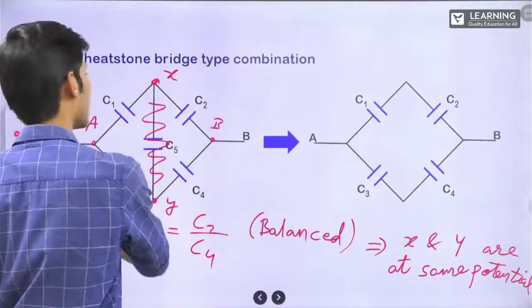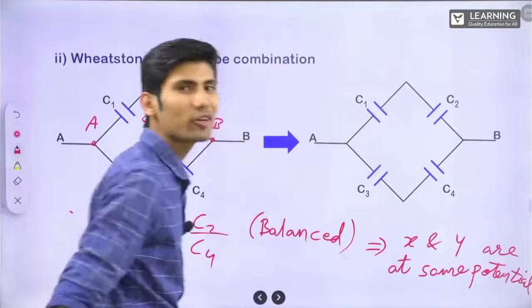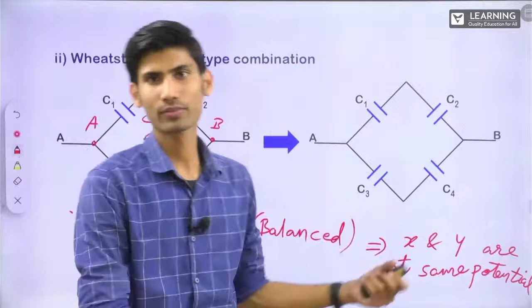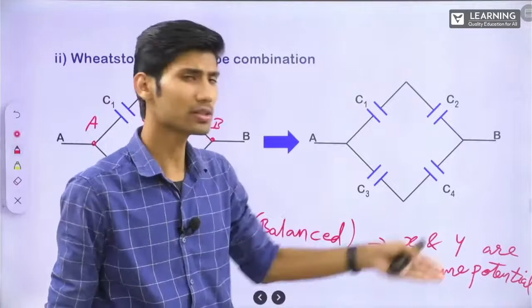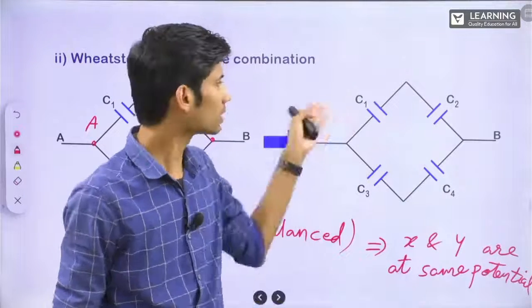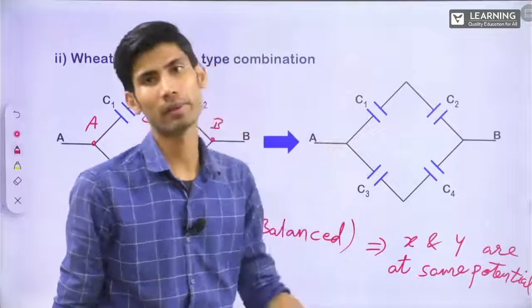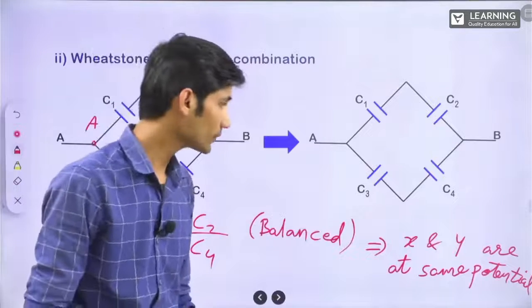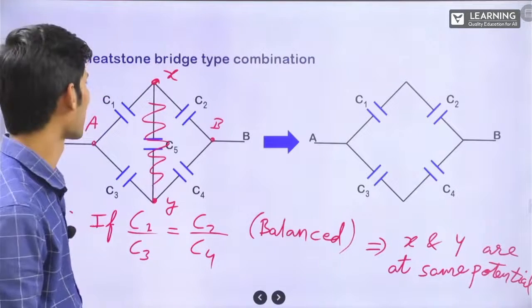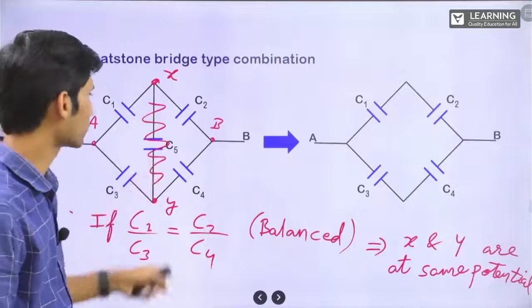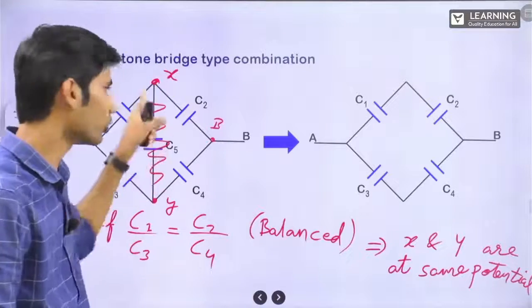Clear? So now, can you find the equivalent capacitance? Yes. These two are in series. These two are in series. Then this one and this entire one are in parallel. Fine. Now let's see the proof: why the current is not going here, or why we have removed this.